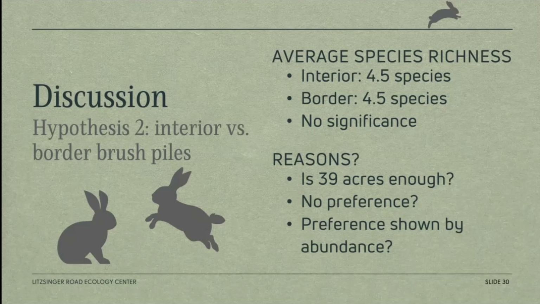And the second is that maybe the species we have just don't have a preference between the edge of a very well-maintained prairie woodland system and the interior of it. And the final one is that maybe there is a preference, but that is showcased by species abundance, the amount of individuals of that species, rather than species richness, to where you have a lot of individuals in one brush pile, but only one in the other, but you can't tell a difference with species richness.